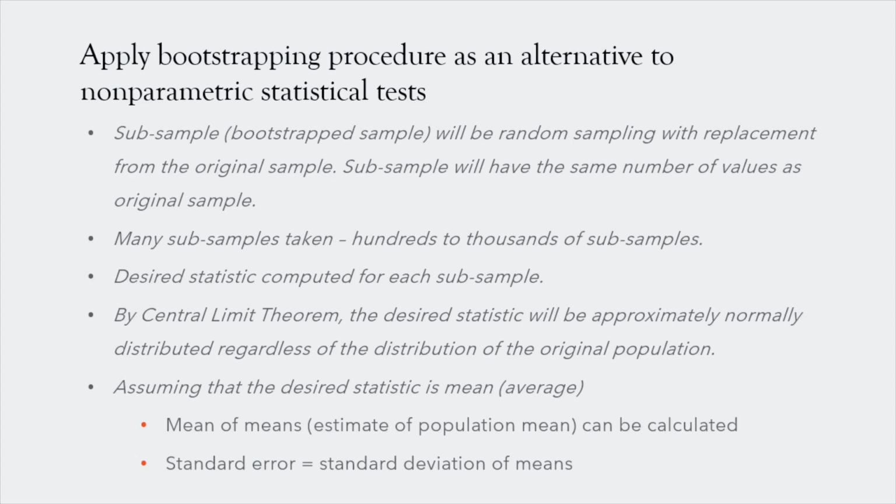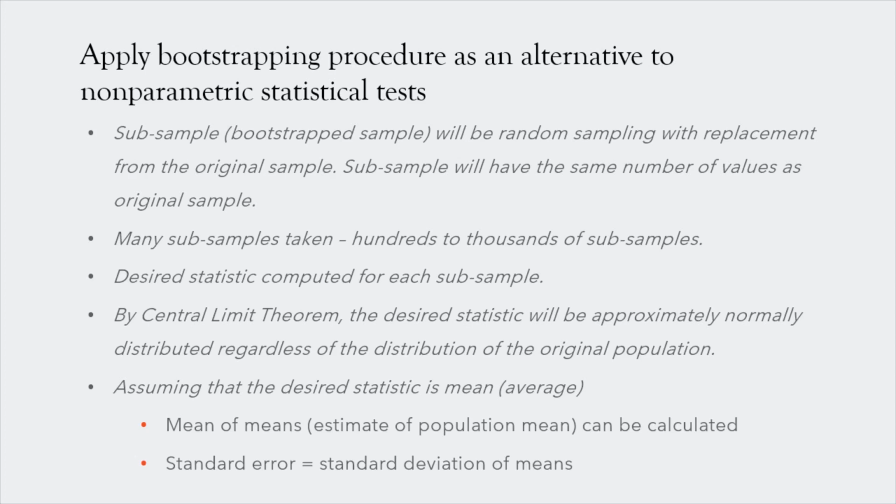The central limit theorem then tells us that the desired statistic will be approximately normally distributed regardless of the distribution of the original population. This means that the mean of bootstrap means, which is an estimate of the population mean, can be calculated. And the standard error of means is just the standard deviation of bootstrap means, which is essentially the standard deviation of means from bootstrap samples.